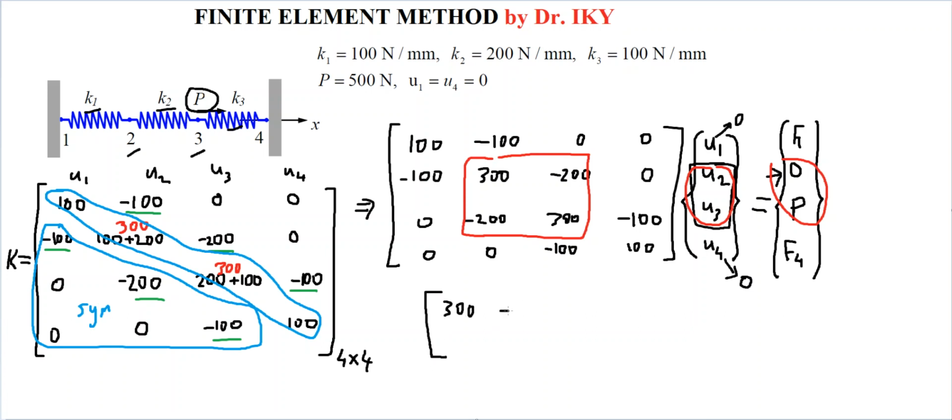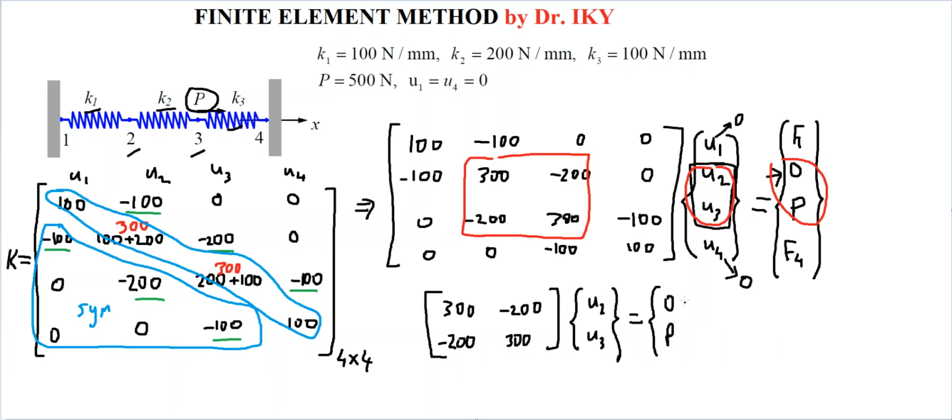let me write the elimination system. 300, minus 200, minus 200, 300, and we have a displacement vector of u2, u3 that is equal to 0 and p.